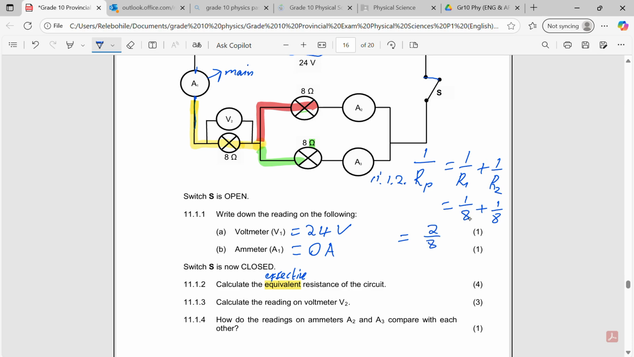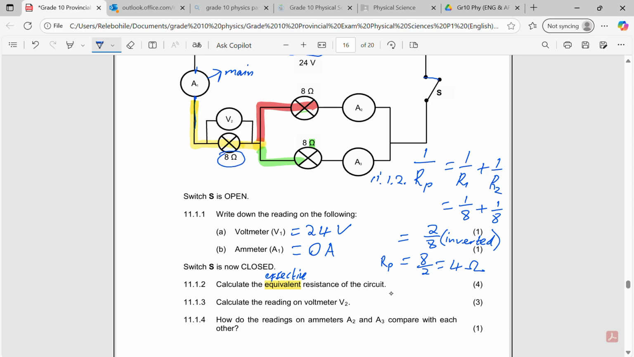If I put this on a calculator, that's what it's going to give. But remember, guys, that this answer has to be inverted, right? To invert means that 8 has to go to the top and 2 has to go to the bottom. So we will have 8 over 2. And 8 over 2 is what? 8 over 2 is 4, right? So our resistance in parallel will be 4 ohms. What is our resistance in series? Our resistance in series is 8 ohms.